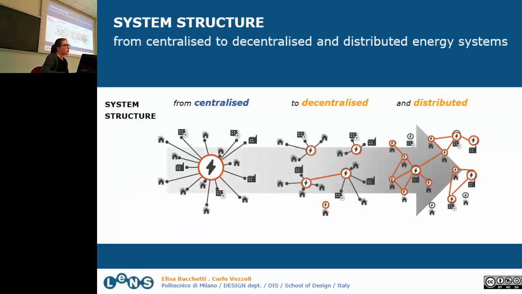So we want to move from a centralized distribution of energy to a decentralized and distributed one, in which a lot of people are producing energy everywhere, and they can use it. And then we will see why this is really promising.